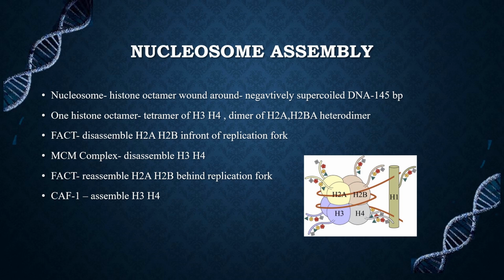And FACT has another function. It also reassembles H2A, H2B behind the replication fork. But the assembly of H3 and H4 requires another chaperone, that is CAF1, chromatin assembly factor 1. So there are some peculiarities for CAF1. This CAF1 translocates newly synthesized H3-H4 from the cytosol to the nucleus and assembles it on daughter DNA randomly.